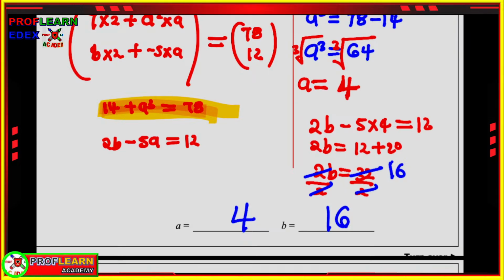Jack is asking which year this is. This is 2022, this is the 2022 paper, and tomorrow we shall look at 2023.